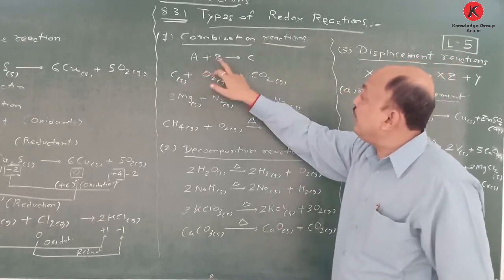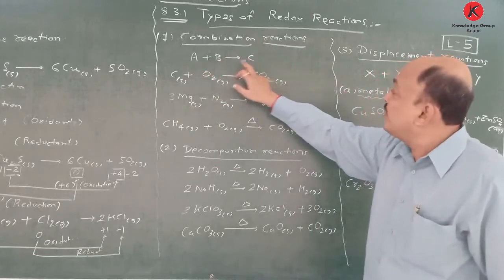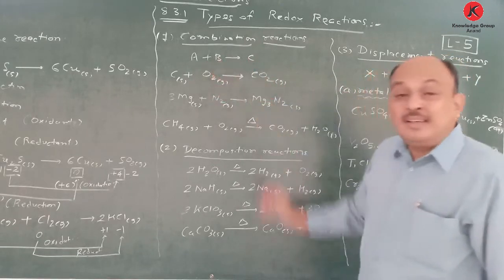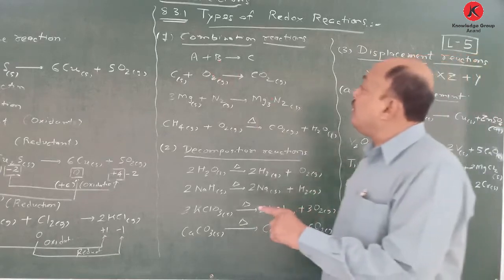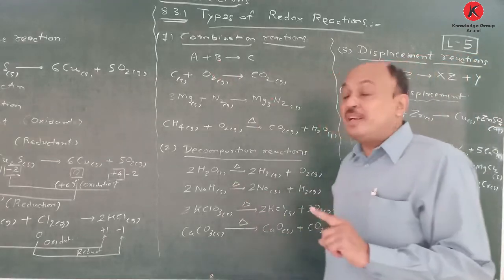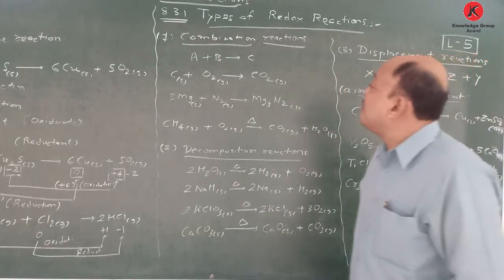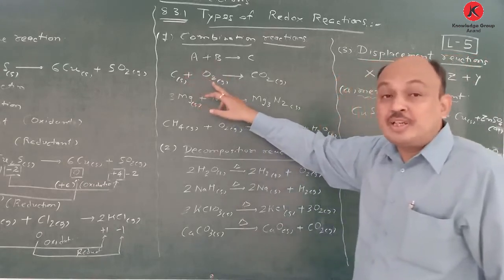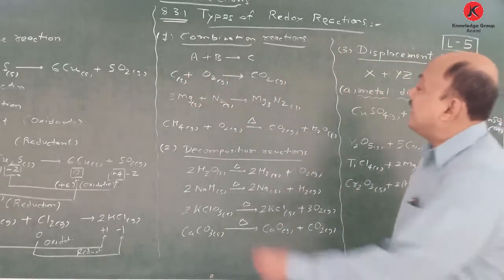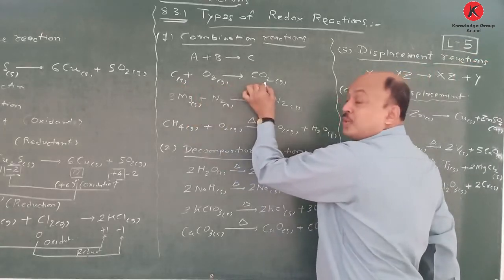Suppose reactant A and reactant B combine with each other and produce product C. There is one condition: from A and B, one must be in elemental form. One must be in elemental or molecular form, so here you have to consider one in elemental form, and the other may be a compound or molecule. The example is C solid plus O2 gas, it gives CO2 gas.